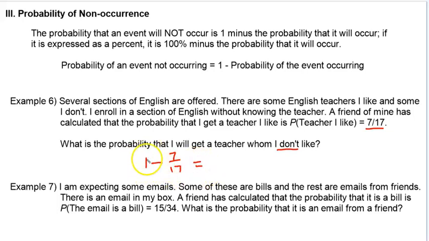And just think of 1 as 17/17, and then minus 7/17 would give you 10/17.